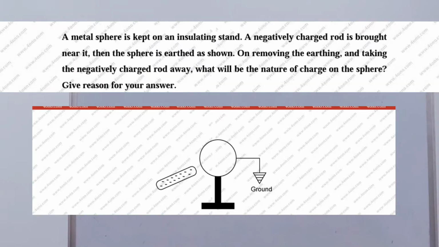Now the OR question for the first question. A metal sphere is kept on an insulating stand. A negatively charged rod is brought near it. Then the sphere is earthed as shown. On removing the earthing and taking the negatively charged rod away, what will be the nature of charge on the sphere? Give reason for your answer.